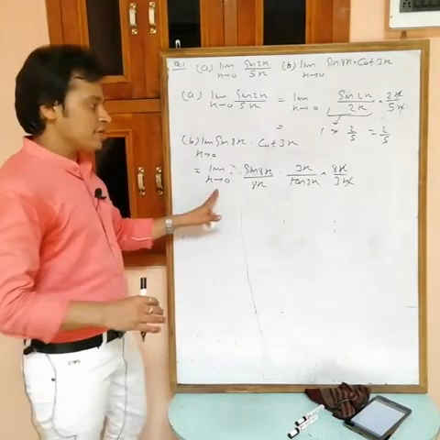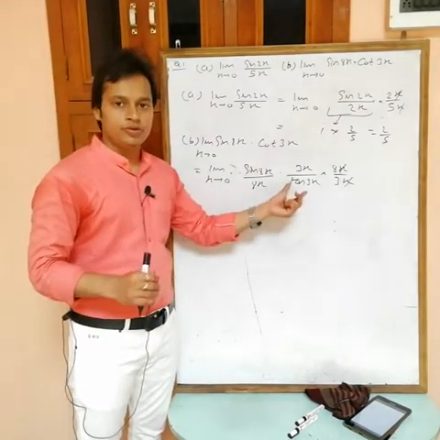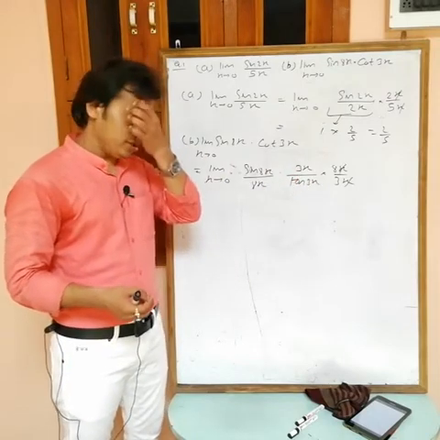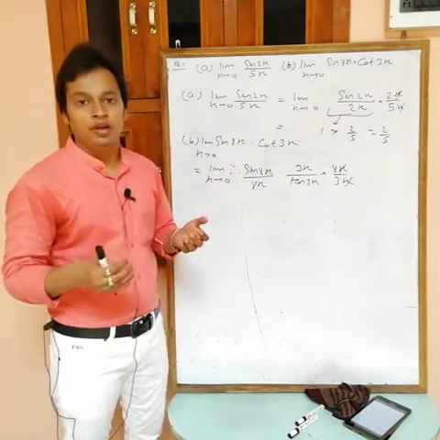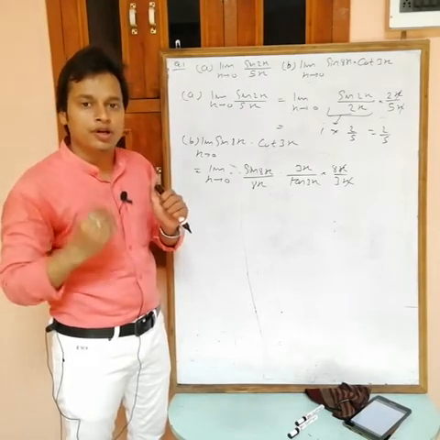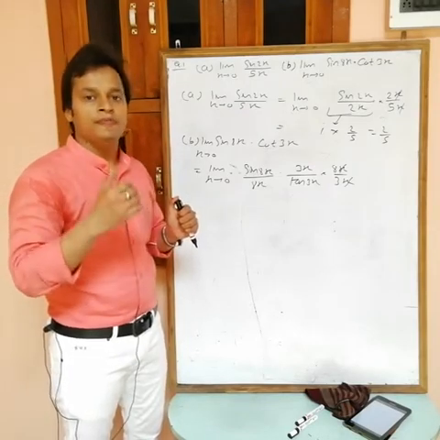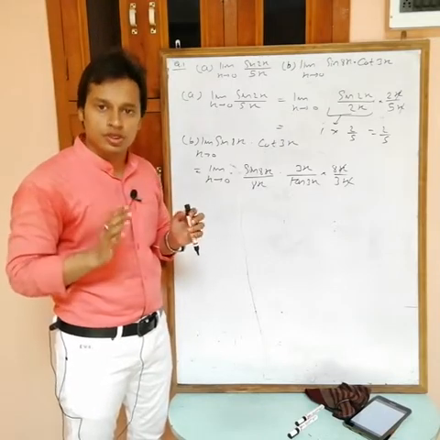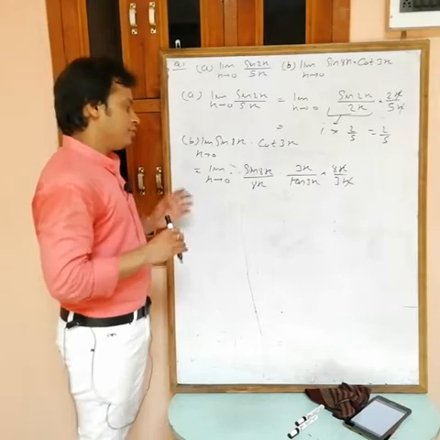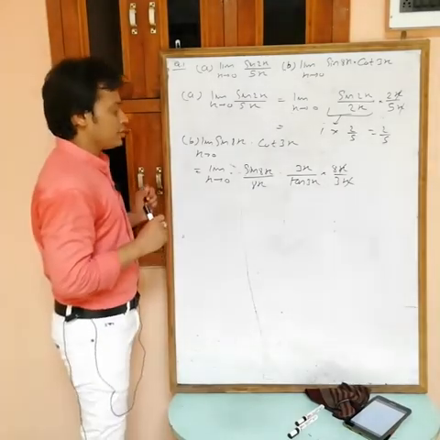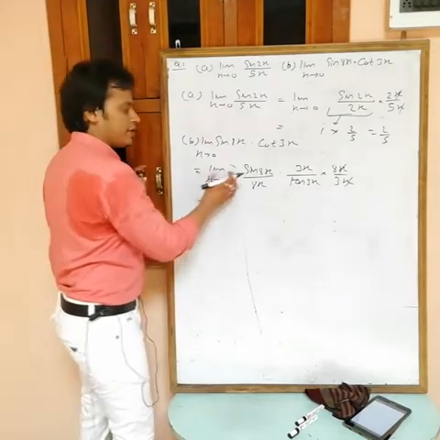Now limit x tending to 0. This is f(x) into g(x), so you can write the limit of both. Now we have theorems for limits: limit x tending to a of f(x) into g(x) can be written as limit x tending to a of f(x) into limit x tending to a of g(x). So it means I can write the limit of both.